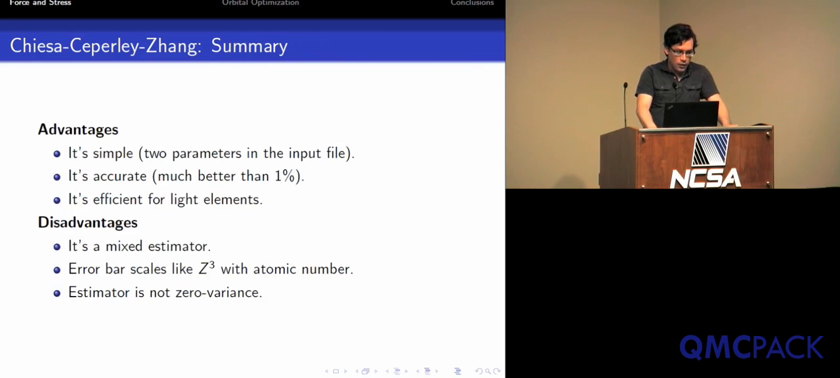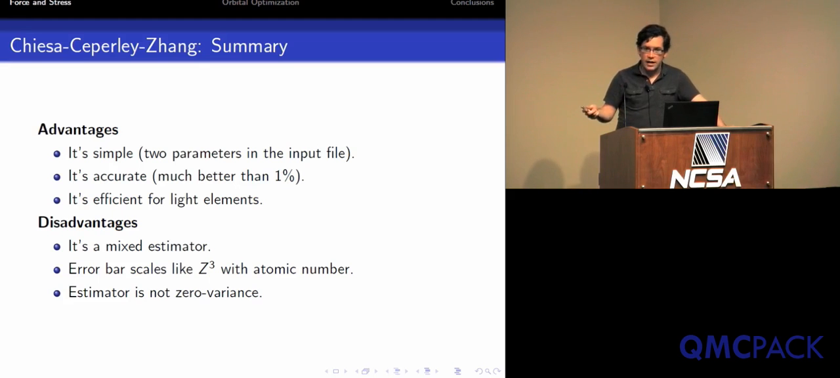This force estimator is a Pearlay-Zhang sort of estimator. It has some advantages: it's simple, accurate, and efficient for light elements. It is a mixed estimator, but that's something you have to deal with in QMC. More troubling is that it does not have a favorable scaling with atomic number. You might be able to get to lithium or maybe something higher, but before too long your error bars are going to kill you.